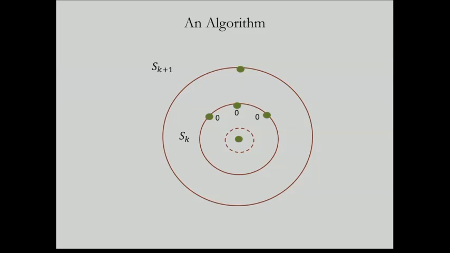For every sphere around this point, let's say we already found the best or some values for the sphere of radius k around this point. What do we do for the sphere of radius k plus 1? For every point on this sphere, we look at the neighbors of this point in the previous sphere.